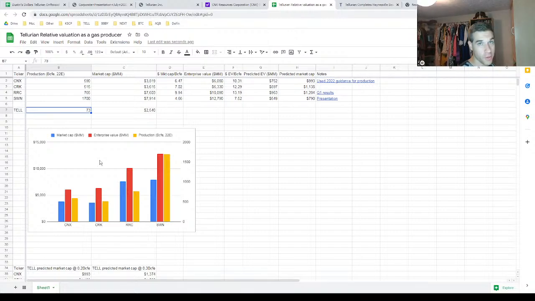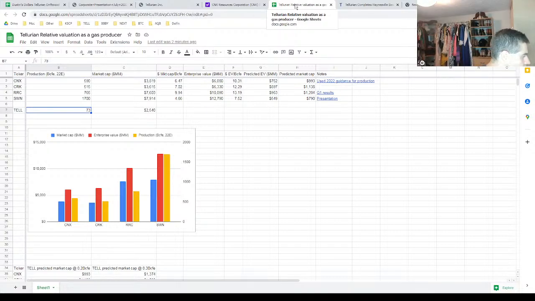And I actually would argue that at its lowest points, when Tellurian was hitting 50 or 60 cents, somewhere in there, I think even valuing it as a gas producer, it was undervalued, right? And I think that's just because not very many people were even thinking about that way of valuing the company at the time.